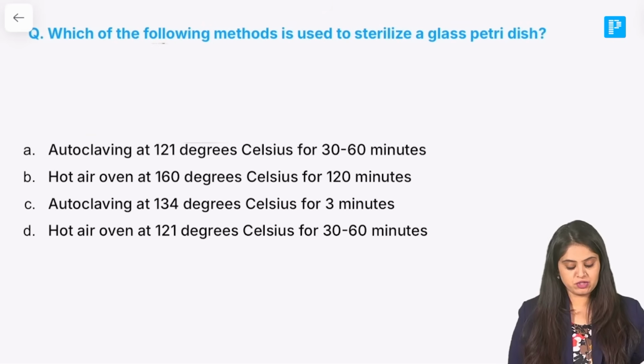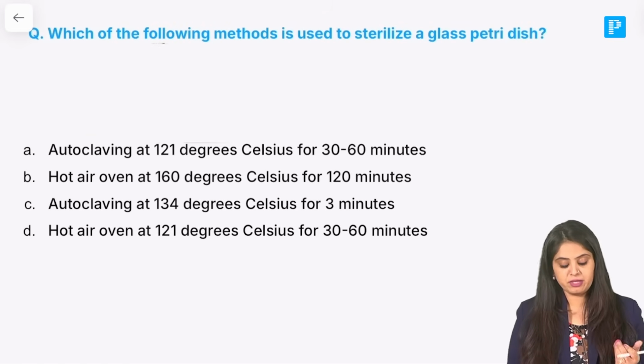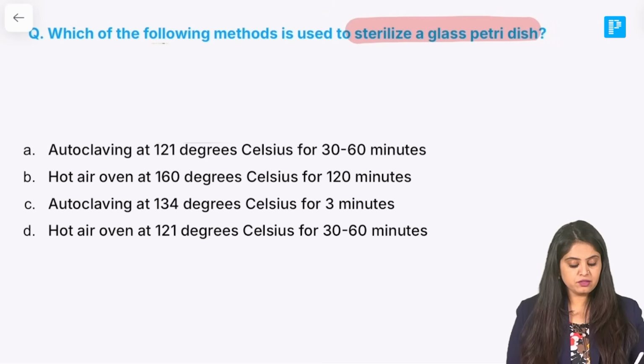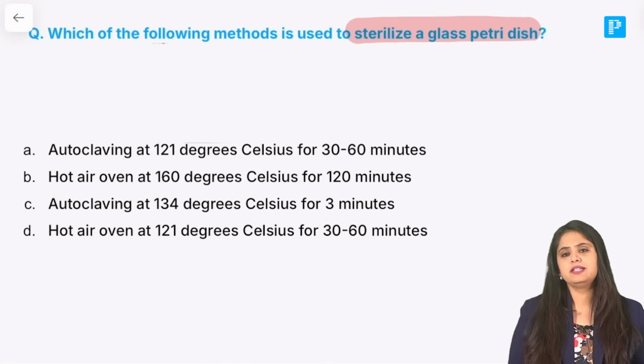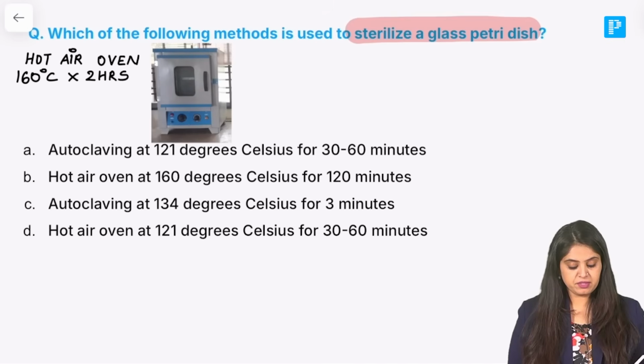Moving on to the next question, where you have to get 1 or 2 questions with sterilization. It's a must for microbiology. So they've asked you, how would you sterilize a glass petri dish? And I can see options of autoclave and hot air oven. Ideally, glass can be put in both. But we've always studied that hot air oven is something which is preferred.